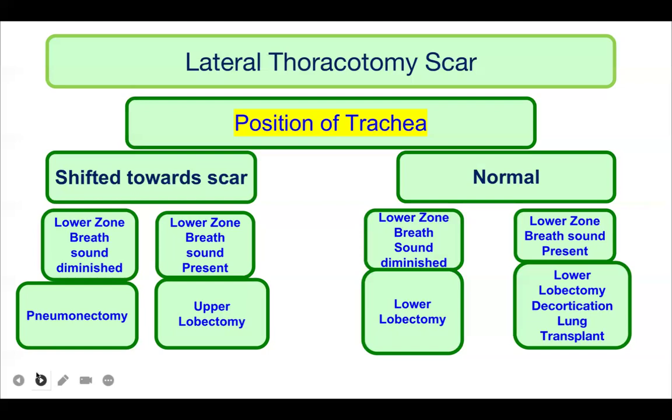If the position of the trachea is normal, central, and lower zone breath sound is present, still the possibility will be lower lobectomy. The other possibilities will be decortication, or it could be lung transplant. But in case of lung transplant, we'll more commonly be getting the features of immunosuppression. So if you get a lateral thoracotomy scar mark, it is a lower lobectomy that we should always keep in mind, particularly whenever the position of the trachea is central, whether the lower zone breath sound is present or not.